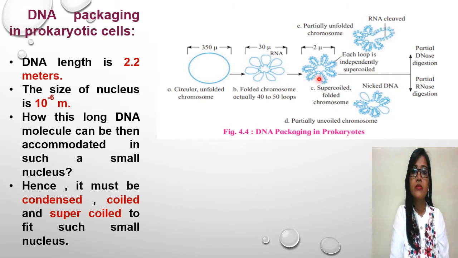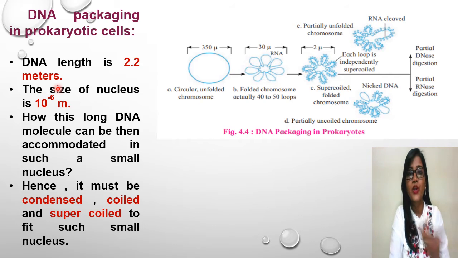In the third stage, it again gets supercoiled. You can observe that each loop is again supercoiled, so each loop is independently supercoiled in the next form. Another thing is when the chromosome gets partially unfolded. This is RNA cleavage and partial DNase digestion. These are the groups of enzymes, the partial DNase or partial RNase, and when digestion occurs you can observe the structural change. It gets partially unfolded, and sometimes partially uncoiled. This is the partially uncoiled chromosomal structure. So these are the DNA packaging steps.